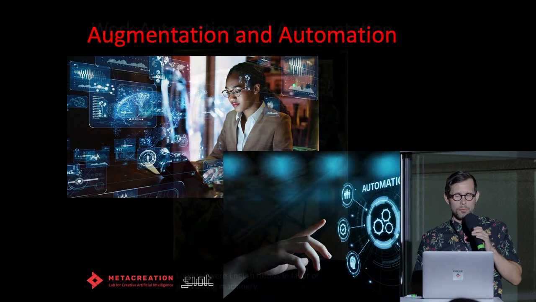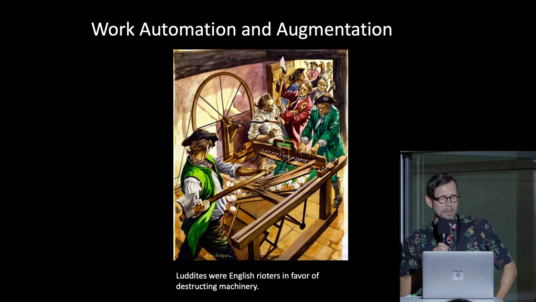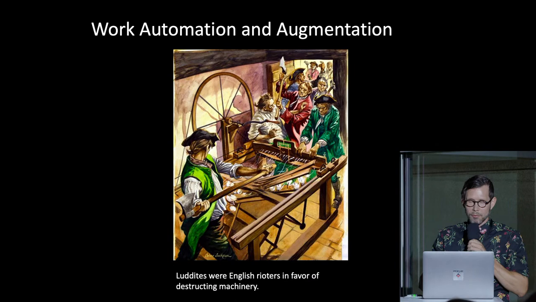There was pushback during the Industrial Revolution, late 19th century, when the loom was automated, the Luddites and the workers were revolted. They were rioting, and they were trying to destroy those machines that were taking their work. And so there was already the fear of technological unemployment.